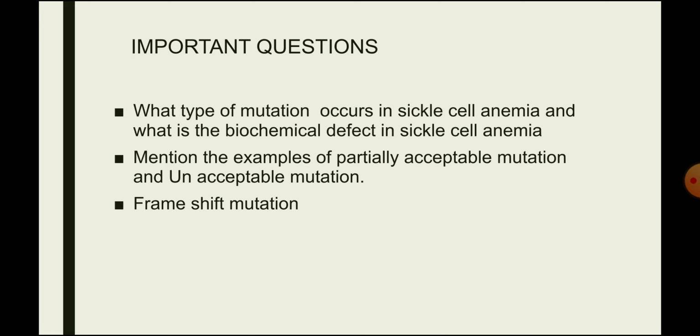Important questions came for the university exam: what type of mutation occurs in sickle cell anemia, and what is the biochemical defect in sickle cell anemia. The second question was to mention examples of partially acceptable and unacceptable mutations. Then the third one, frame shift mutation. This came in previous years, but anything can be asked from mutation. So mutation is an important topic.